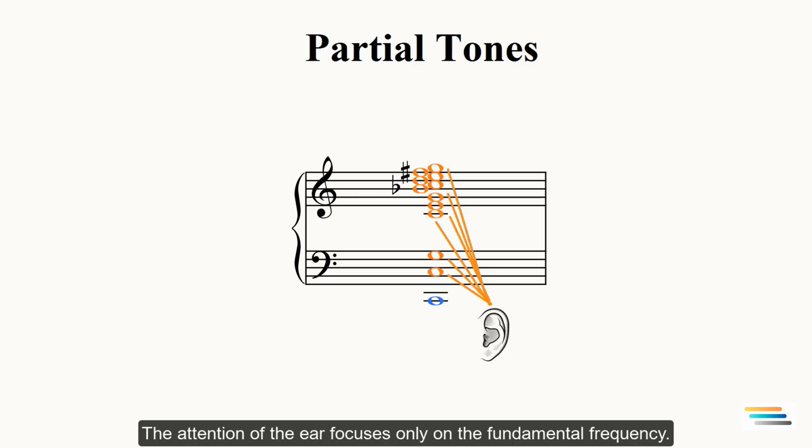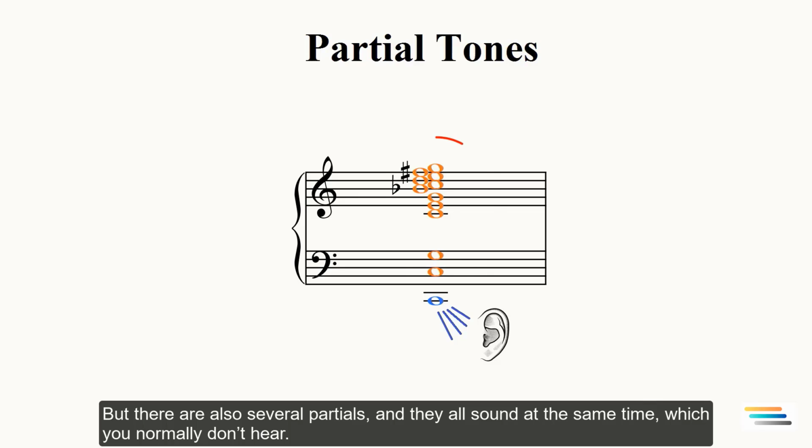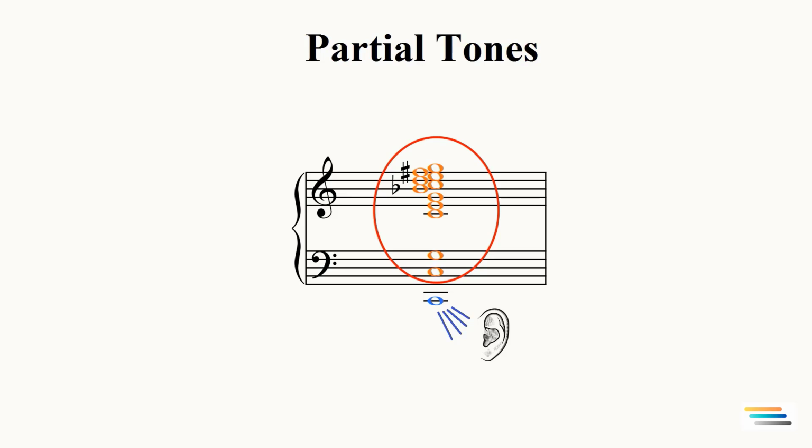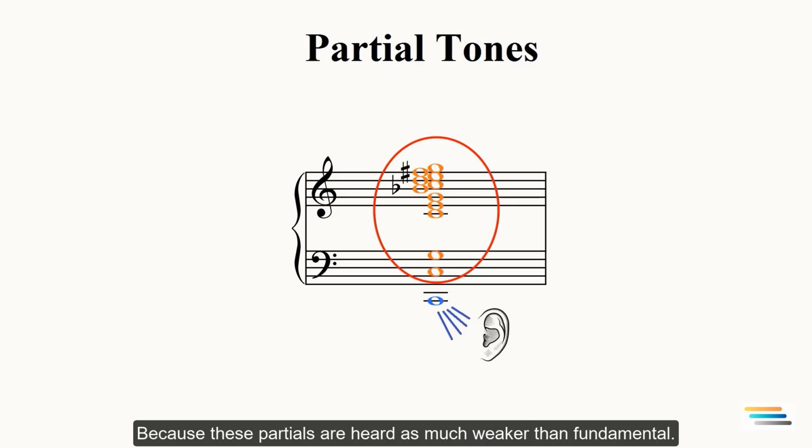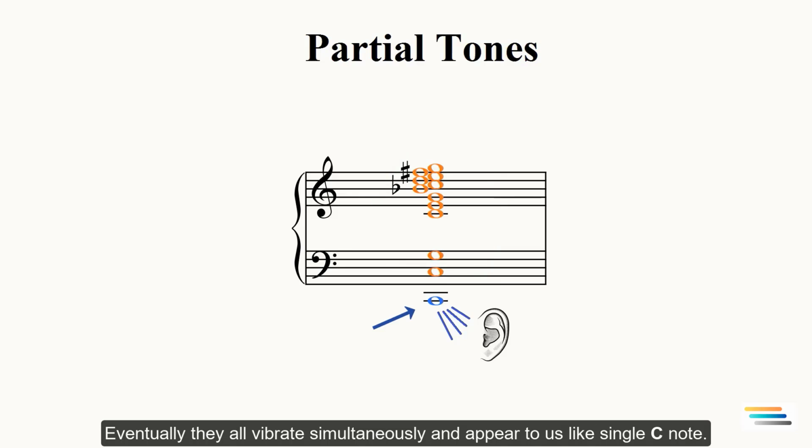The attention of the ear focuses only on the fundamental frequency. But there are also several partials and they all sound at the same time, which you normally don't hear, because these partials are heard as much weaker than the fundamental. Eventually, they all vibrate simultaneously and appear to us like a single C note.